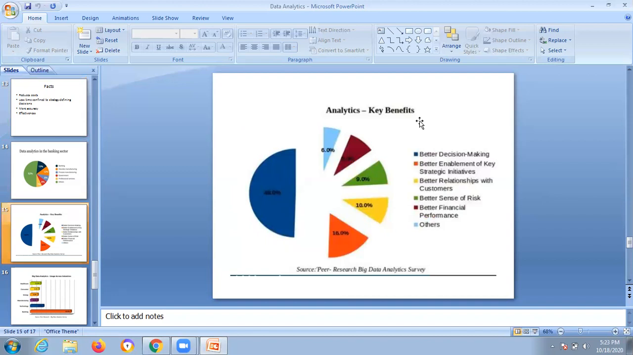And also, what are the keys carried out? The main place is better decision making, that is more important. Second one is better enablement of key strategic initiatives. Next one, you need to maintain good relationships with customers. Then only you'll finish your work. If you maintain a bad relationship, then your marketing won't happen. And also some risk can be there, but you need to accept the risk. You need to manage the risk. And next, financial performance can be enhanced. Last, others.